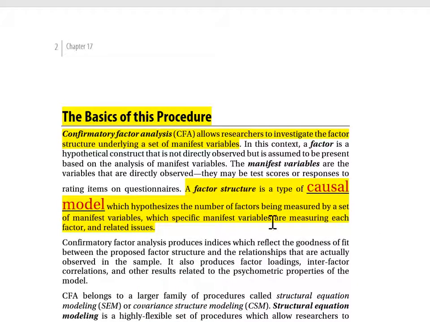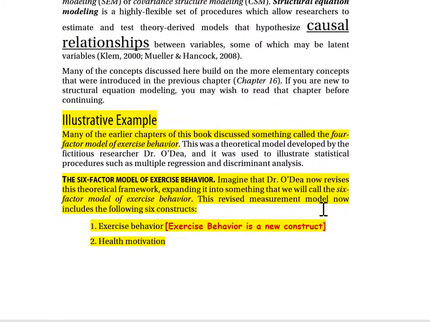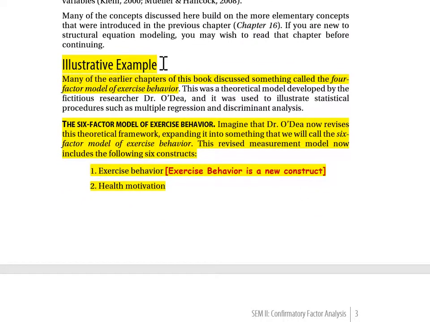Going back to the chapter, a factor structure is a type of causal model which hypothesizes the number of factors being measured by a set of manifest variables, which specific manifest variables are measuring each factor, and related issues. We illustrated that. Let's go to my specific illustrative example that will be the focus of this chapter. Many of the earlier chapters in this book discussed something called the 4-factor model of exercise behavior. We now move to the 6-factor model of exercise behavior.